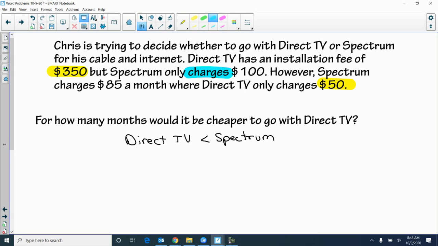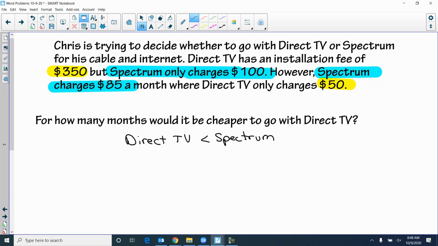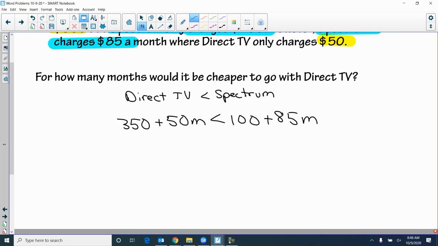And now, because they're going to throw things out of order, so Spectrum is $100, but what is the Spectrum per month? 85, right? 85. So make sure for DirecTV it's 350 plus what? Plus 50X or 50M. I'm going to put M for each month. You don't have to change anything, though. Is less than 100 plus 85. Is less than, you got that, and then $100 plus 85X or M or whatever variable you choose. All right, so now once we're here, make sure you get that. Make sure you stay neat.